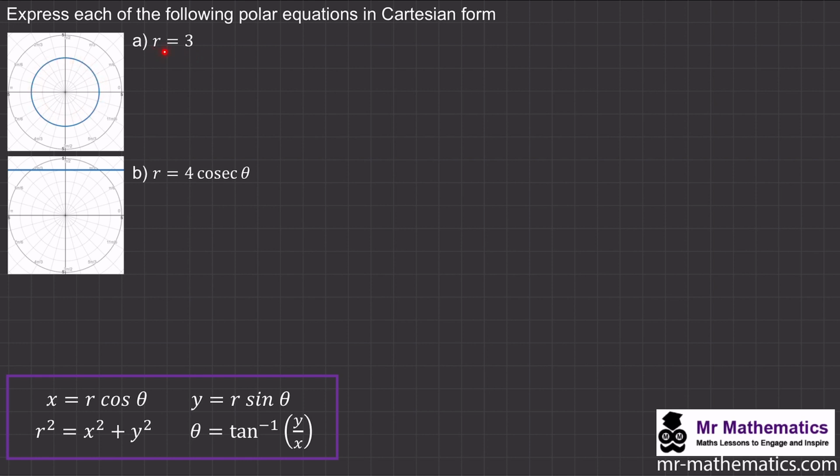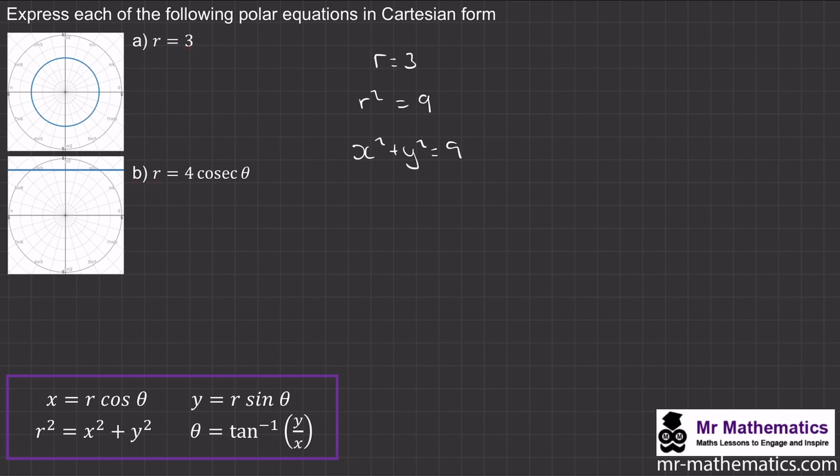So to convert this to Cartesian form, we're going to use this equation here, r squared equals x squared plus y squared. But to do this, we need to square both sides of r equals 3. So if we square r, we get r squared, and if we square 3, we get 9. And now we know that r squared is equal to x squared plus y squared. So x squared plus y squared will equal 9. And this is the equivalent Cartesian equation for this polar equation.